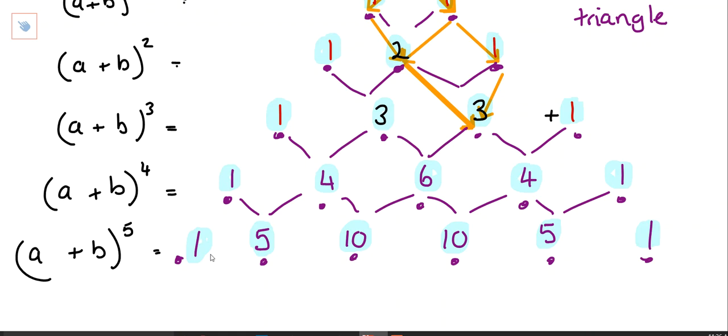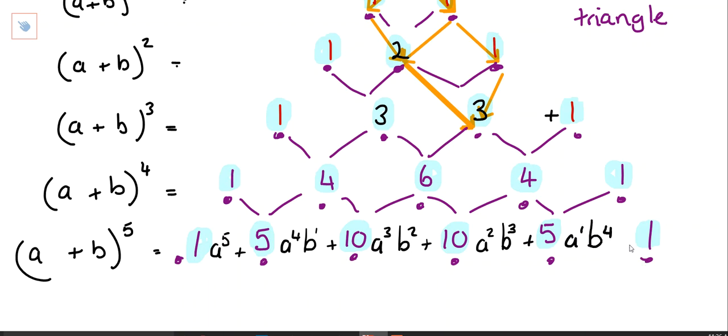So if I were to refill this line for (a + b) to the power of 5, the first one would go with a to the power of 5, and then plus 5 a^4 b^1, plus 10 a^3 b^2, plus 10 a^2 b^3, plus 5 a^1 b^4, plus 1 b^5, b to the power of 5.